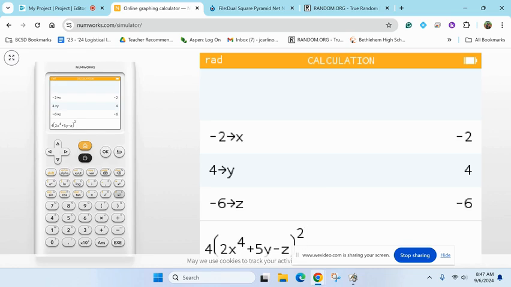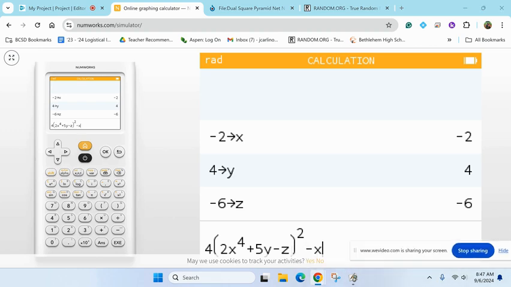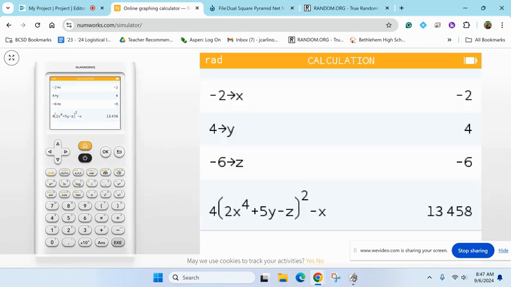Yes, what did I do? One job. There we go. Okay. Now, could you have done this maybe without the store key? Probably, most of you, yeah. But sometimes you might make a mistake with the signs. All right, using the store key eliminates it. So there is my answer. 13,458.